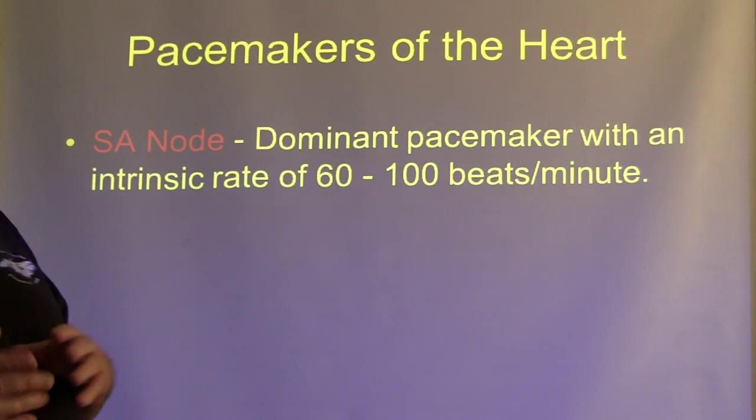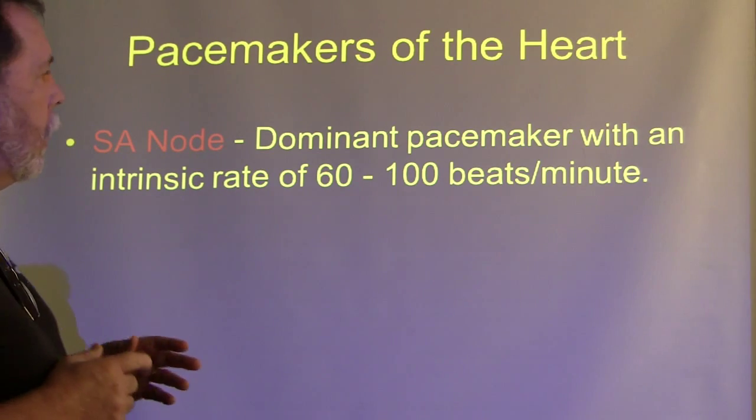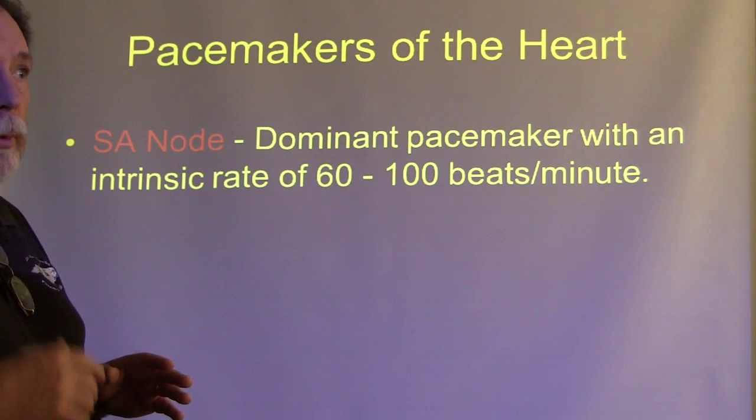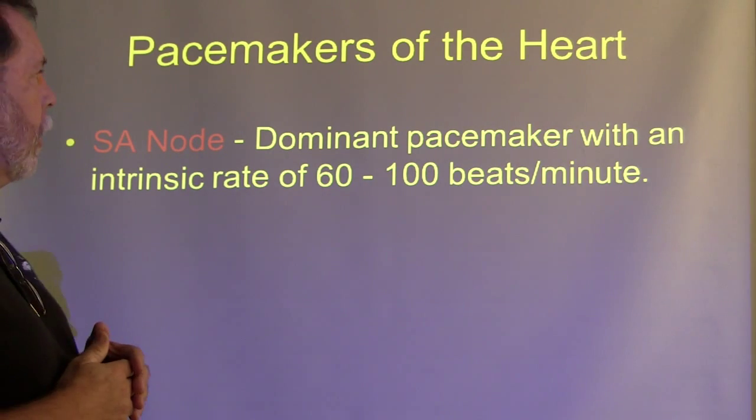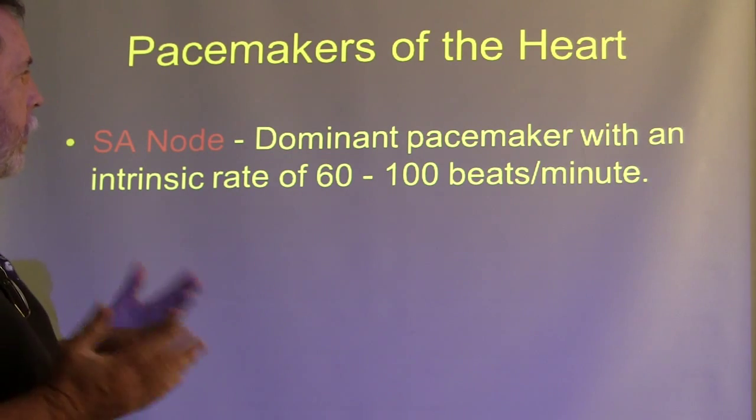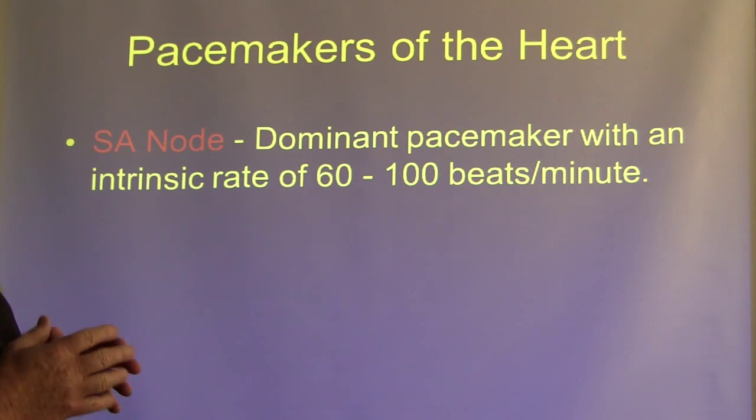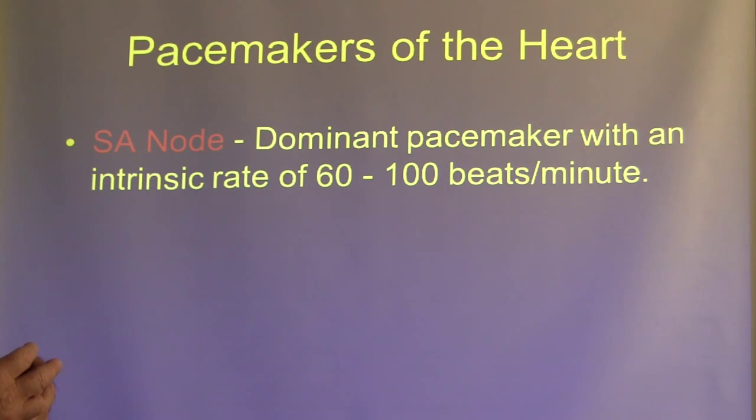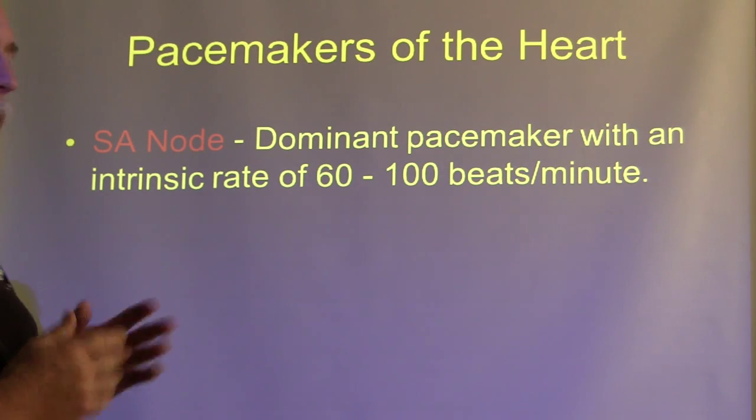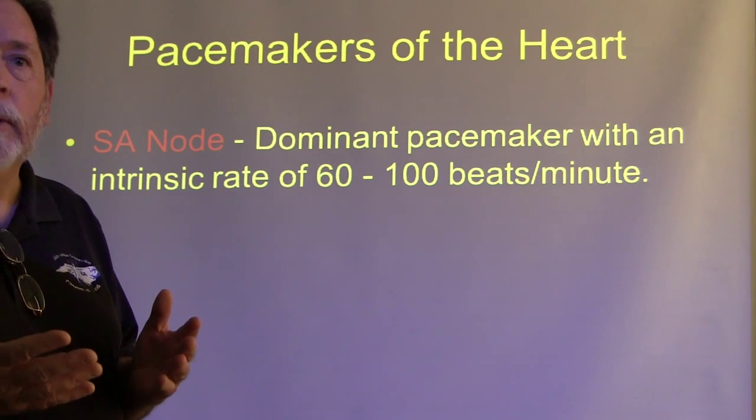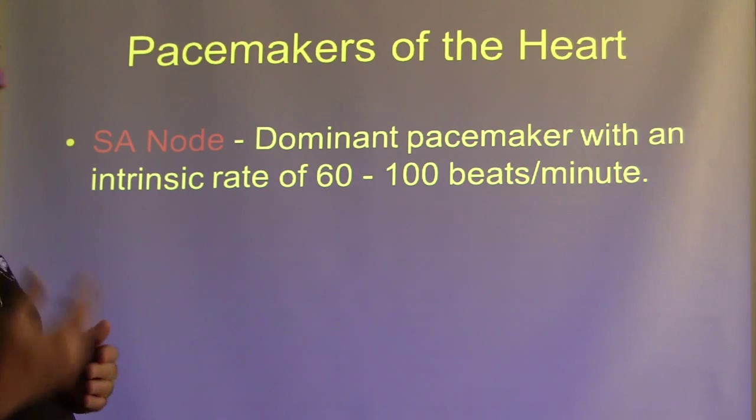Pacemakers of the heart. These are some numbers you need to be aware of, guys. The SA node, we call it the pacemaker or the natural pacemaker of the heart. It's actually considered the dominant pacemaker of the heart, which should tell you that there may be other pacemakers as well. And there are other ways to pace the heart in the heart itself, not necessarily a pacemaker that we install. The dominant pacemaker has an intrinsic rate between 60 and 100 beats per minute. You've already seen that. That's the normal range of heartbeats. Your heart rate is probably somewhere in this range normally.